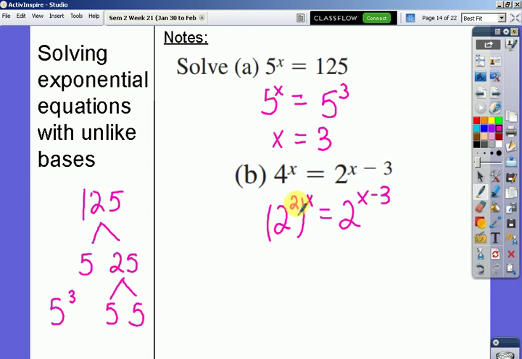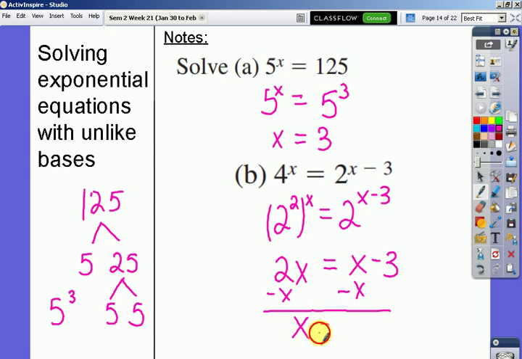Well, this 2 is actually going to be distributed to anything that comes after it. So I just have an x after it, so really I'm just dealing with 2x. Does that make sense? Two gets distributed to the x, so I have 2x. I set that equal to x minus 3, and I solve for the value of x. Well, when I solve for x, subtract x, x equals negative 3.